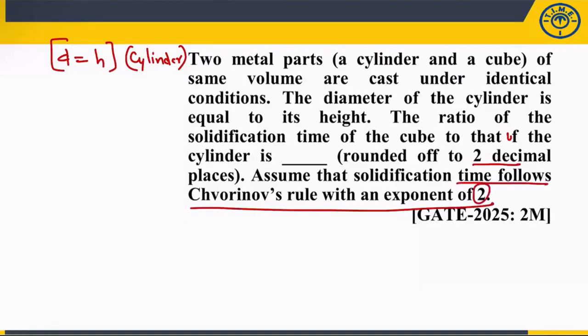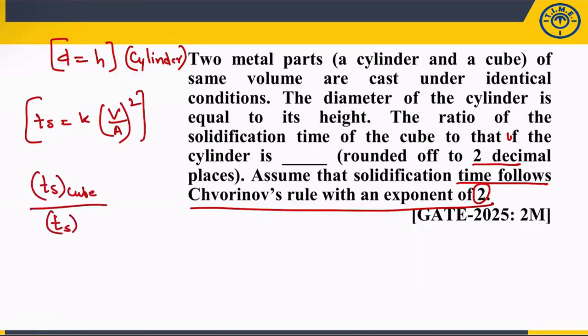That means you have to use that rule, which is nothing but k into V by A squared. So what you have to calculate? Solidification time of cube to solidification time of cylinder. And they have mentioned the volumes are the same. So can I say again, it will be area of cylinder by area of cube, squared. That means you have to calculate the area of cube and area of cylinder, and take the ratio. Let me rewrite it again here. Then how will you solve it?